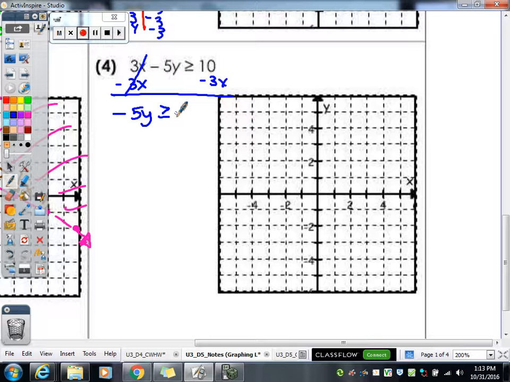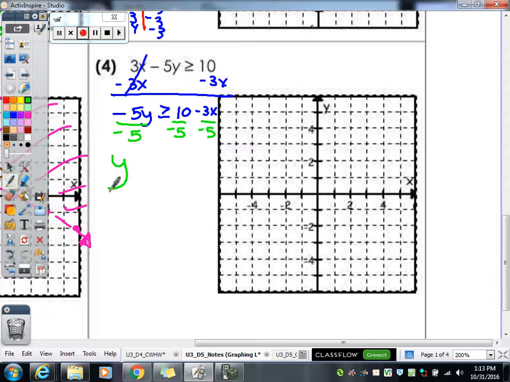You cannot combine those. They're not like terms. So you just have to write them next to each other. It's either 10 minus 3x or negative 3x plus 10. I'm going to write 10 minus 3x. And then the last step is to divide everything through by negative 5.